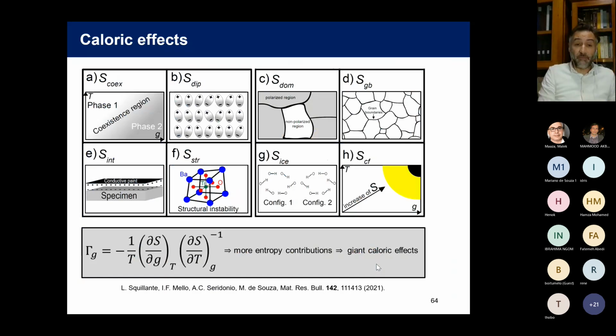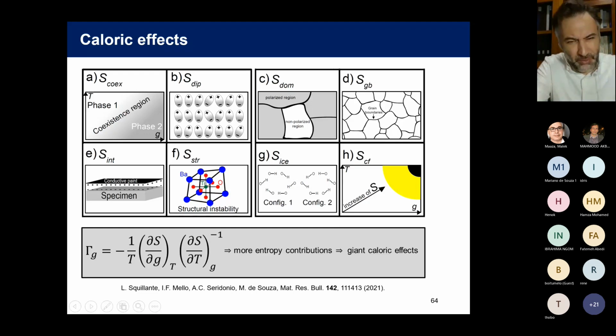Then we have proposed a kind of ingredients to maximize caloric effects. In other words, you have to have a coexistence region, you can have dipolar contributions to the entropy, domain contributions, grain boundary, interface, for instance coming from conductive paint or other ways, structural instability and configurational entropy as it occurs in ice, okay? And you have to bring your system close to the critical point.